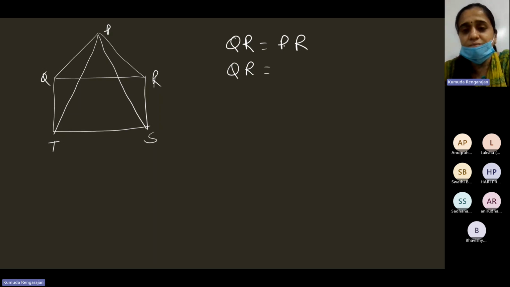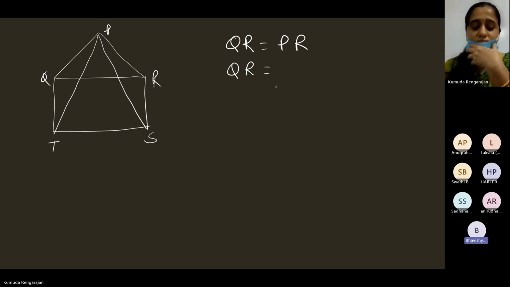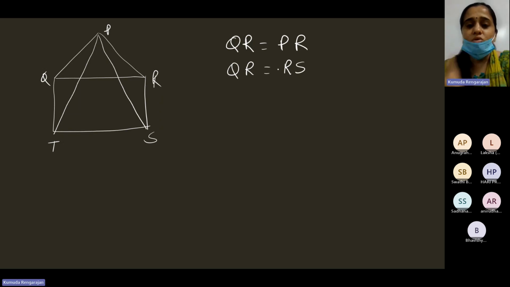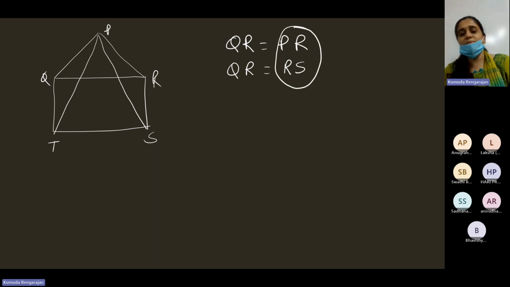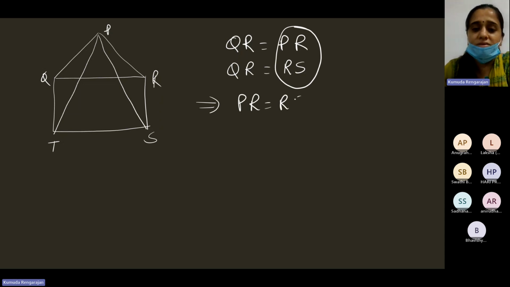QR is equal to RS, ma'am. QR is equal to RS. So QR is equal to PR and QR is equal to RS. That means PR is equal to RS.